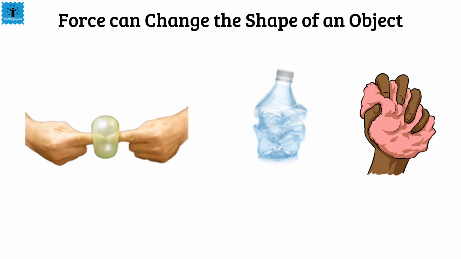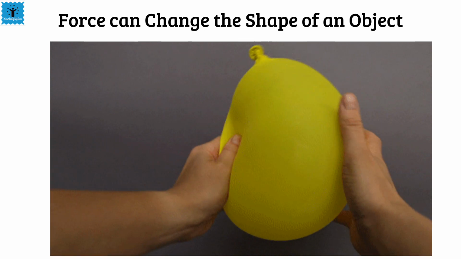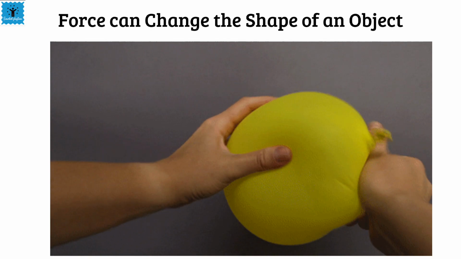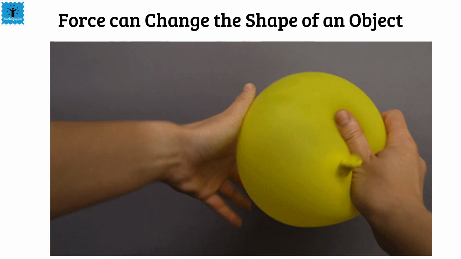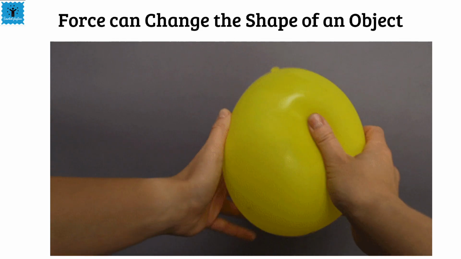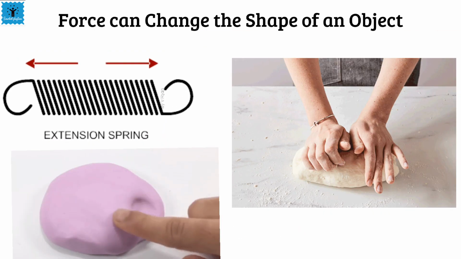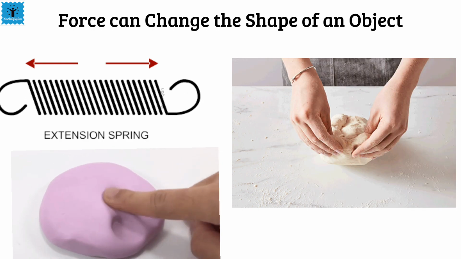When we apply force on any object, it may change its shape also. Take an inflated balloon and apply force by pressing it between your palms. What will happen? What do you observe? You will notice there is some change in the shape of the balloon. In the same way, take a rubber ball and press it hard with your hands. Yes, the shape will change. So we can infer that a force on an object may change its shape.